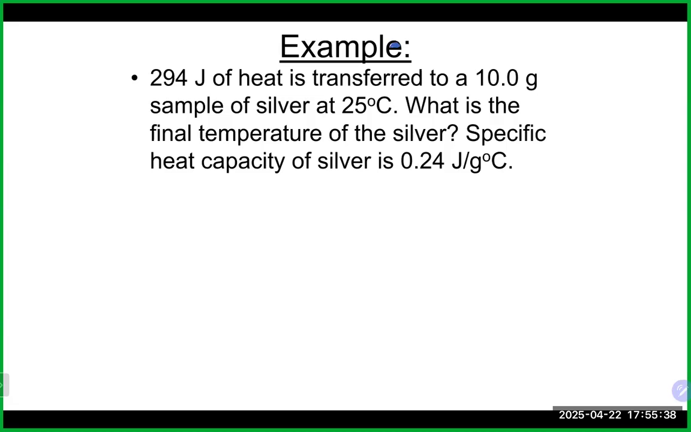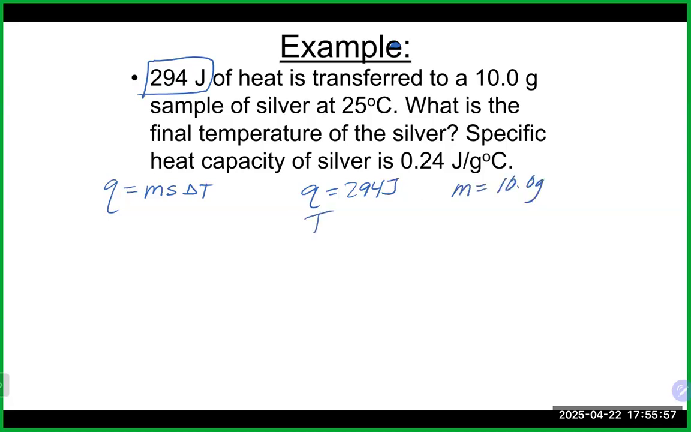Okay, so let's take a look. Obviously, we're using our specific heat here. Q is equal to ms delta T. Remember that the one with the single energy unit is actually Q, so that is 294. We have our mass of 10 grams, our initial temperature of 25 degrees Celsius, and our specific heat capacity of 0.24 joules per gram per degree Celsius.